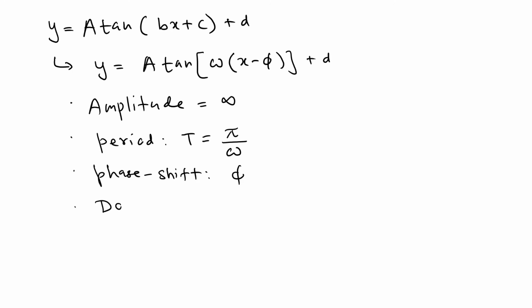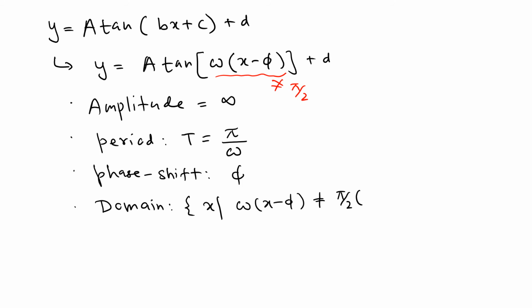But the domain can be a little complicated, because we must avoid dividing by 0. That means there are asymptotes at 90 degrees, or pi over 2 in radians. So whatever you plug in here, the argument, cannot be equal to pi over 2 or odd multiples of pi over 2. So in this case, omega x minus phi cannot be equal to odd multiples of pi over 2. We write odd multiples like that: 2k minus 1 is an odd number, so this is an odd number.